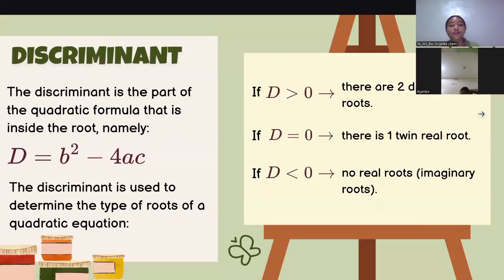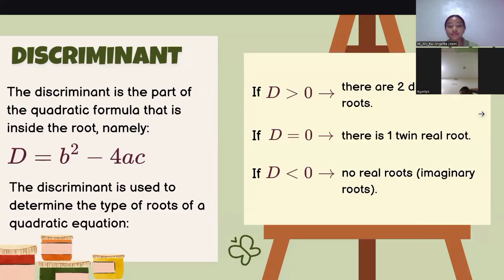Now, let's move on to the next slide. Our topic is the discriminant, usually denoted by the capital letter D. Do you remember the quadratic formula? The discriminant is the expression inside the square root. It is given by D = b² − 4ac. We use the discriminant to determine the nature of the roots of a quadratic equation without solving the equation completely.